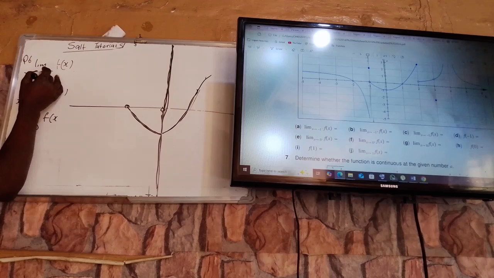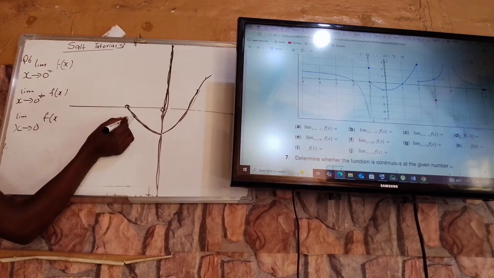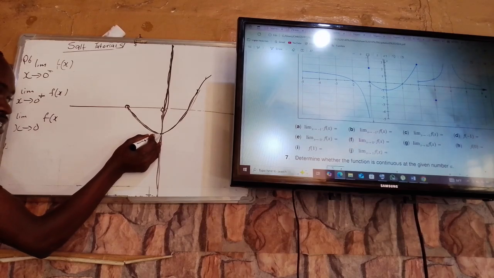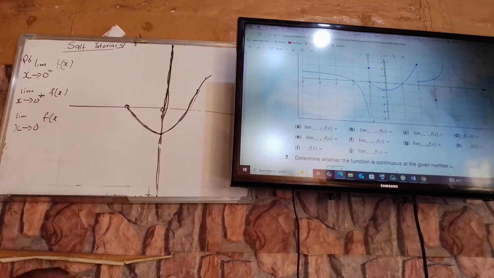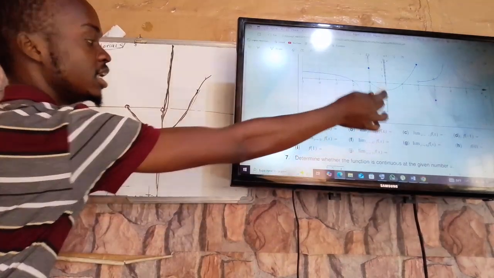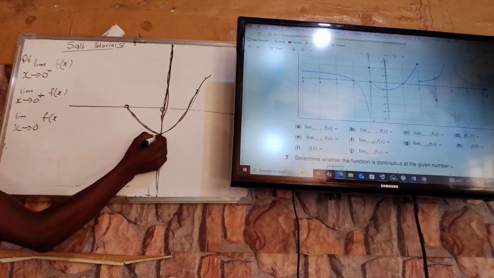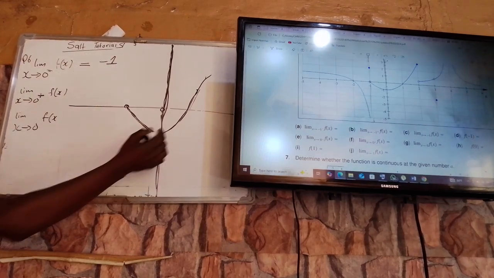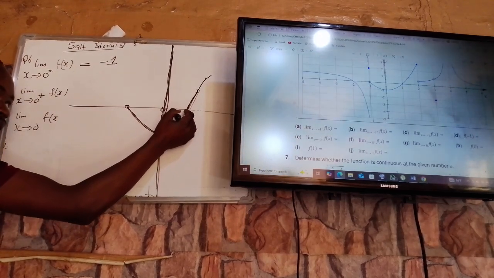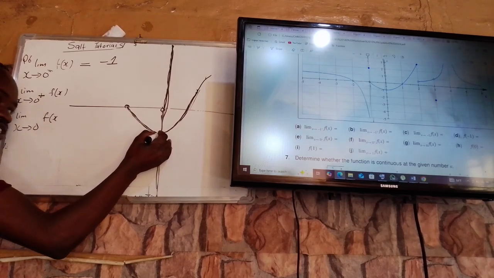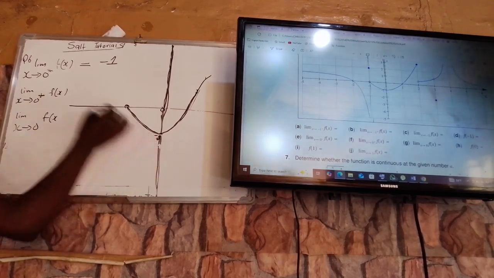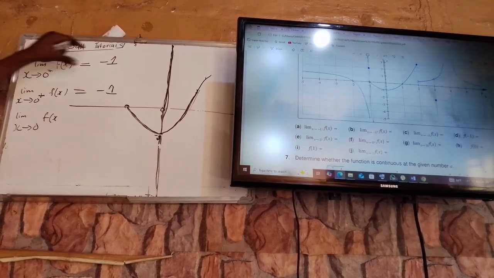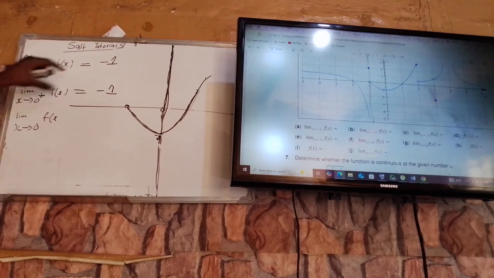So now, left side, this curve, it is approaching x equal to 0. Where is it going to lead to? It is going to stop at this point. And what is the value of y at this point? -1. So from the left side, the function is equal to -1. From the right side, it is coming, getting attracted to that line. It is still at this particular point, -1. The left limit is equal to -1. The right limit is equal to -1.